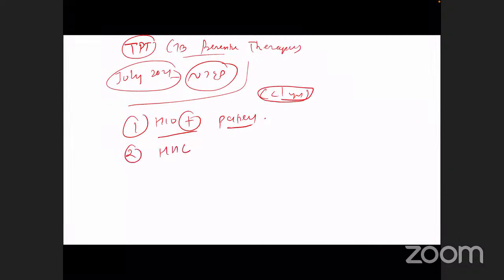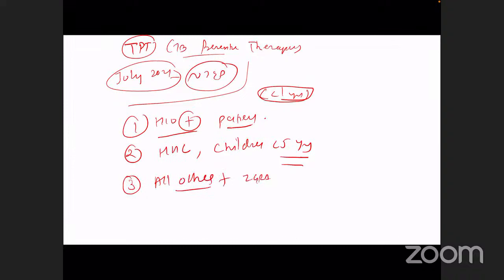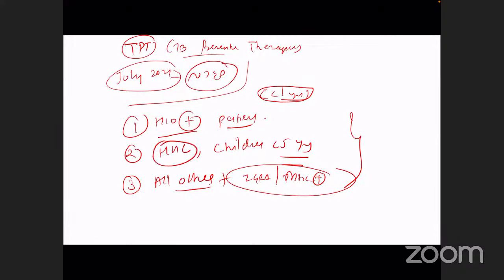Second, all household contacts, children less than 5 years. And third, all other patients with IGRA or Mantoux positive. So I hope this is very clear. These are the three primary groups of our interest. First is all HIV positive patients. Second is household contacts. You can go through the specific definition of what is a household contact, in children less than 5 years, irrespective of IGRA or Mantoux results. And third, all others with positive IGRA or Mantoux. These are the three main target audiences for TB preventive therapy.